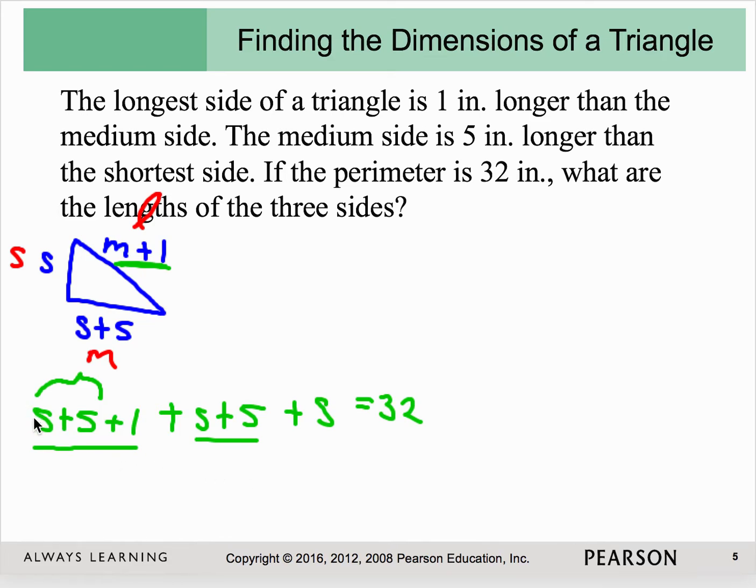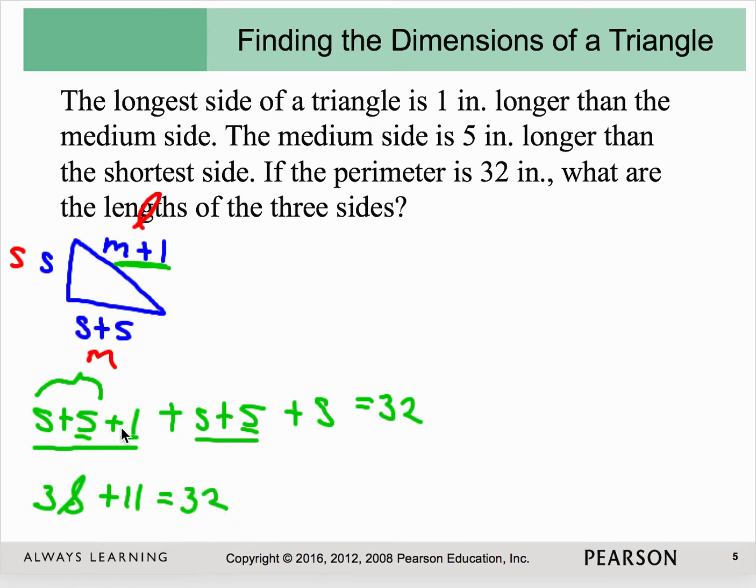Look at these. I hate it when we have S's. I'm going to switch this to maybe a capital S, just so there's no confusion. It is a capital cursive S. So 1, 2, 3 S's. So I've got 3 S's, and then here's 5 plus 1, 6 plus 5, 11. Plus 11 equals 32.